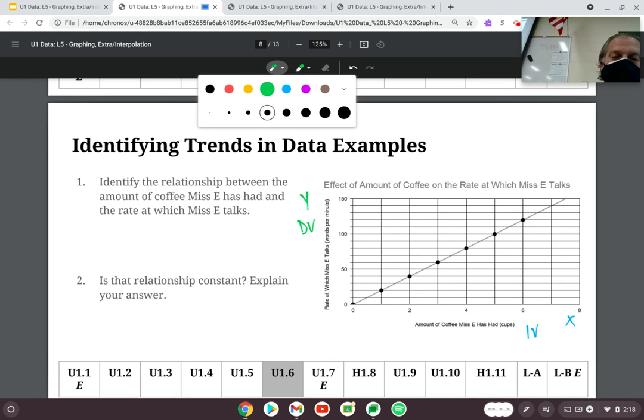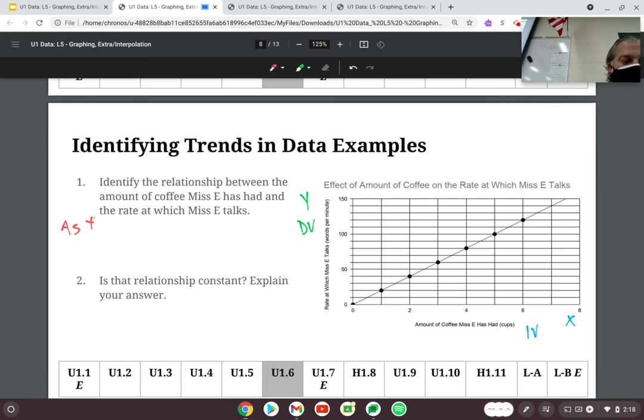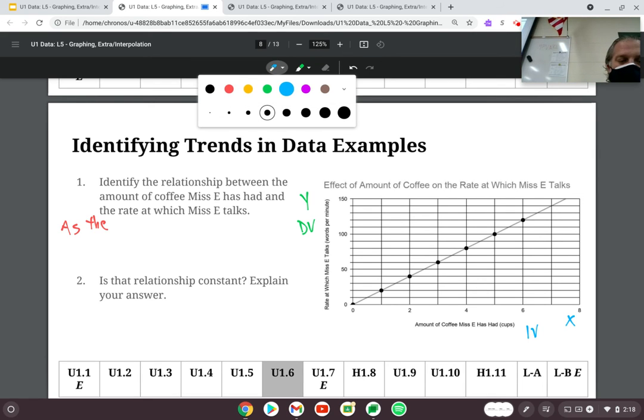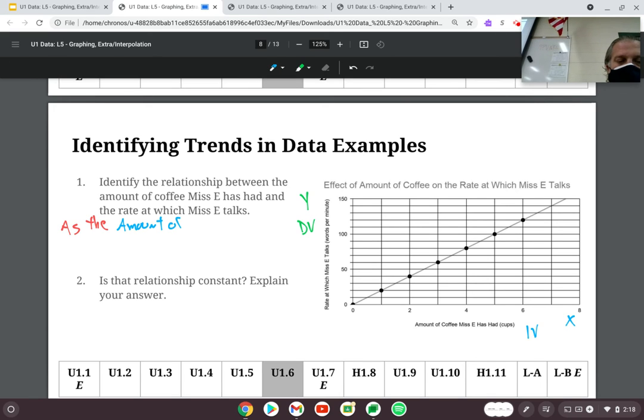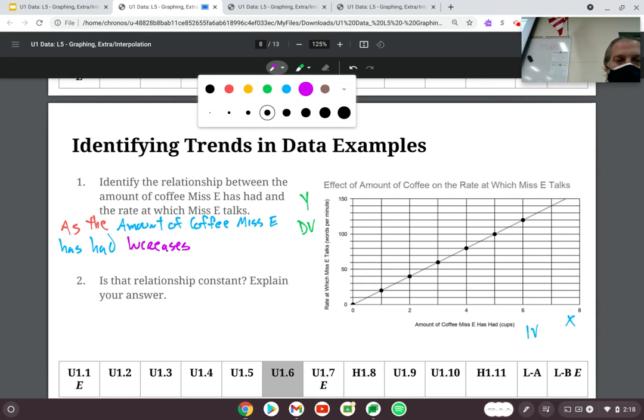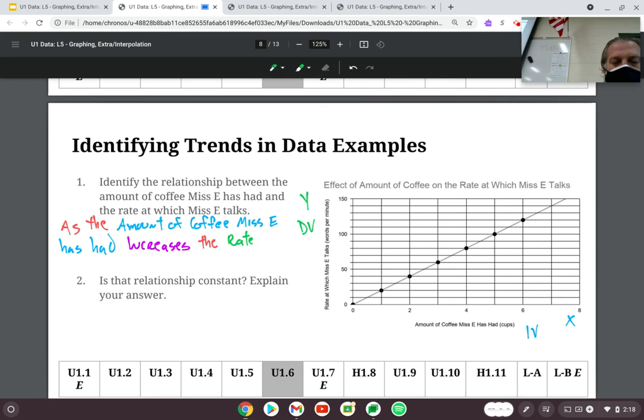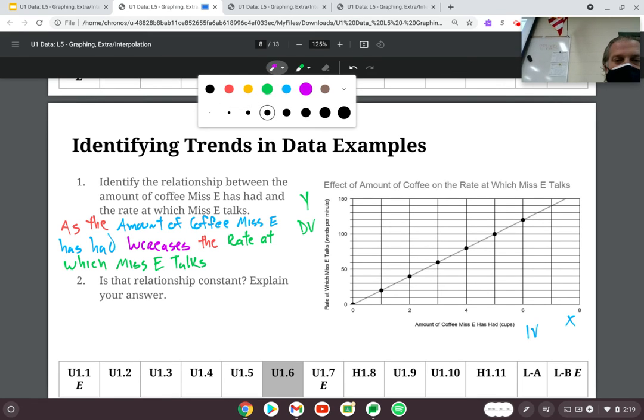Well, here it looks like the relationship would be something very simple, like as the amount of coffee Miss E has had increases, the rate at which Miss E talks increases as well.